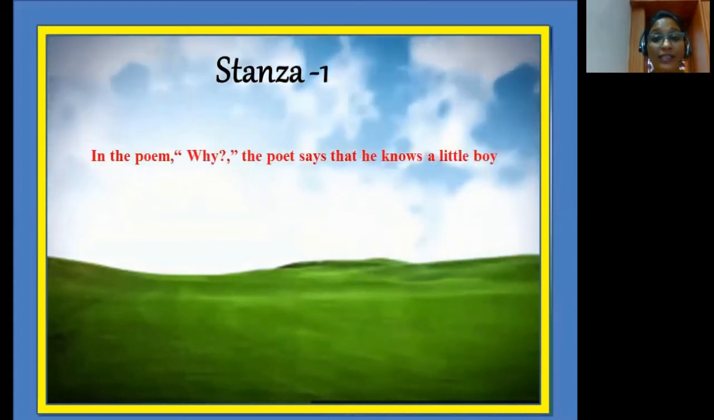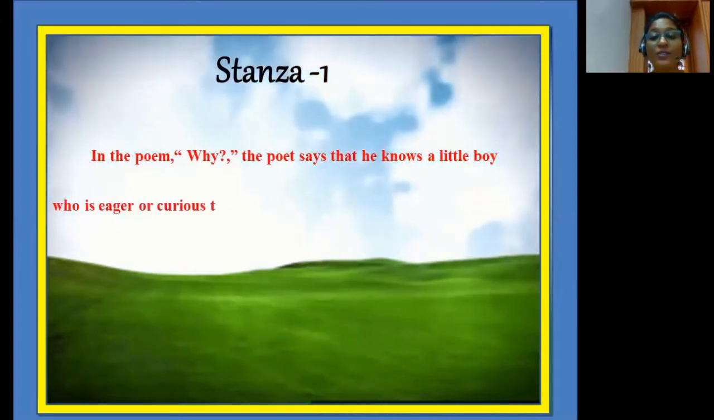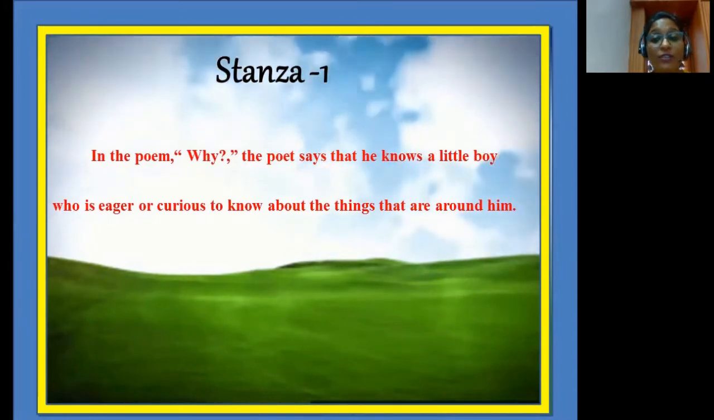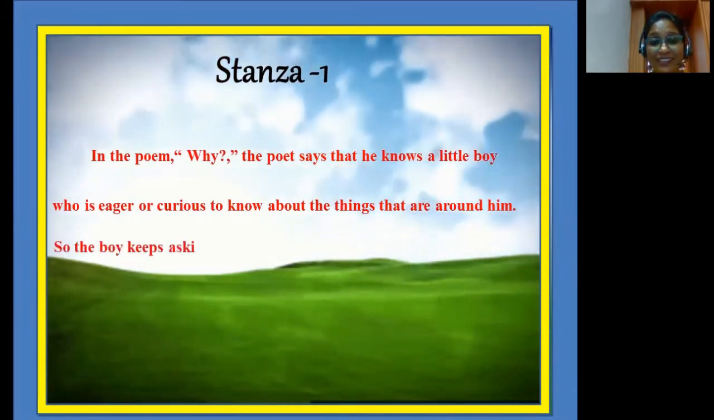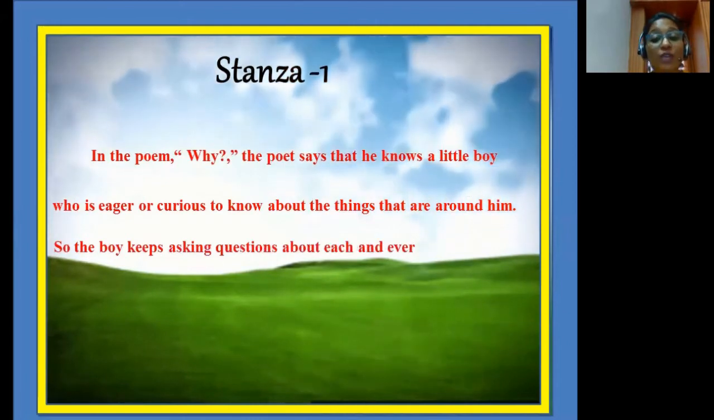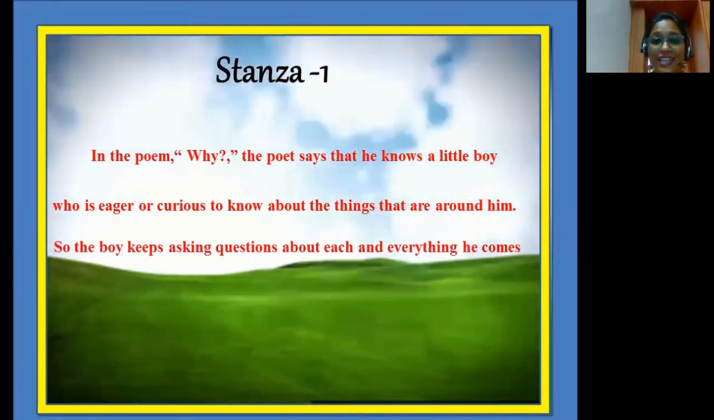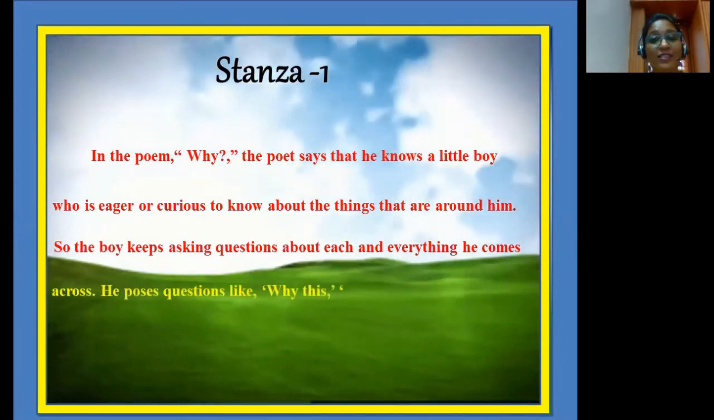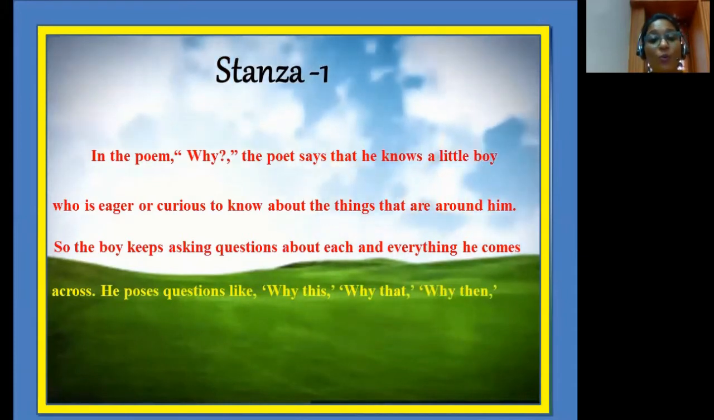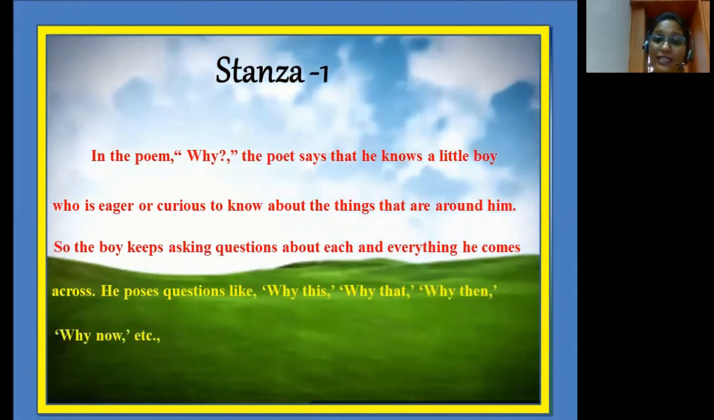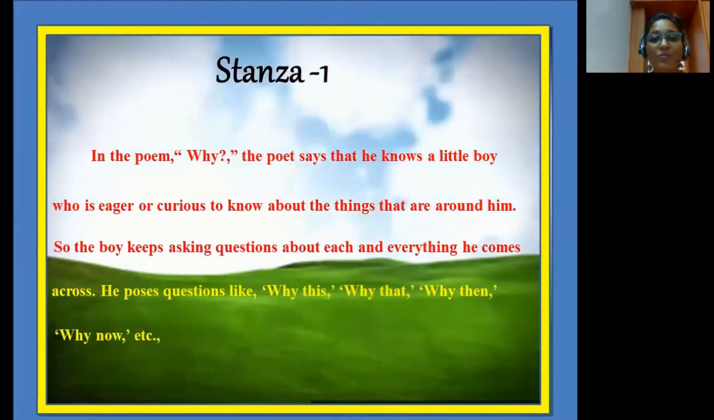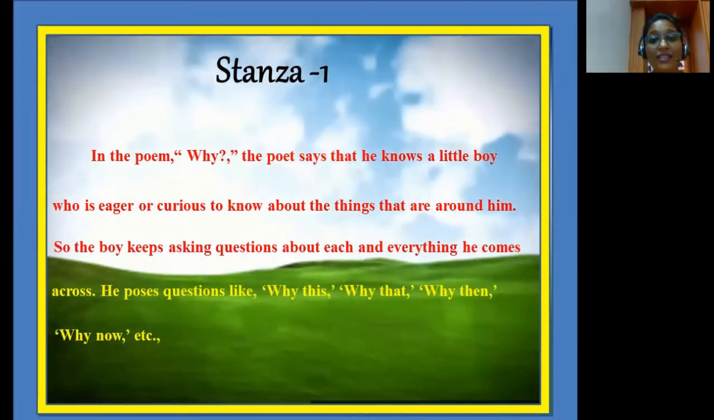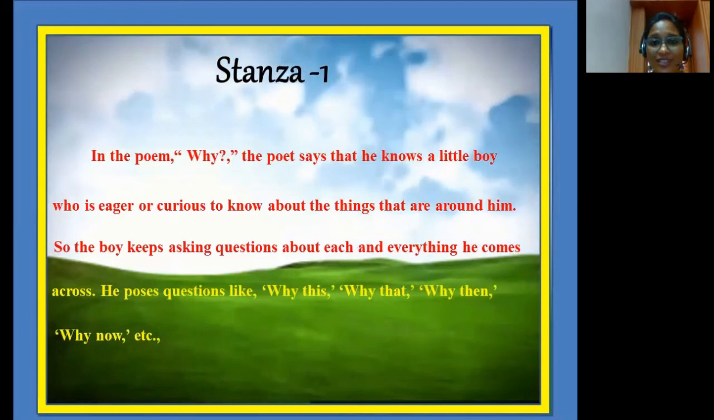In the poem Why, the poet says that he knows a little boy who is curious or eager to know about the things that are around him. So the boy keeps asking questions about each and everything that he comes across in nature. He poses various questions like why this, why that, why then, why now, and many more such questions. So here the kid tries to understand his surroundings by asking questions.